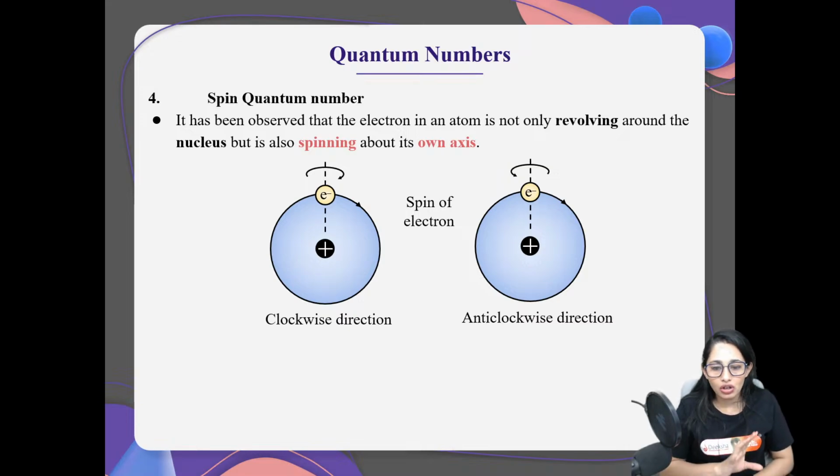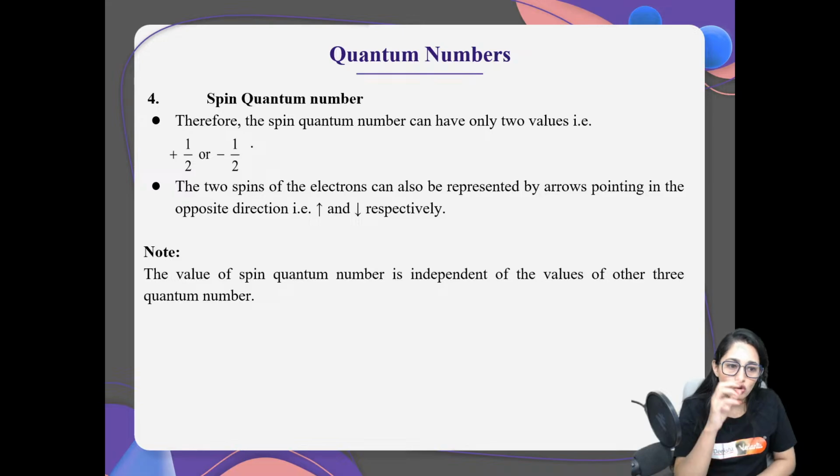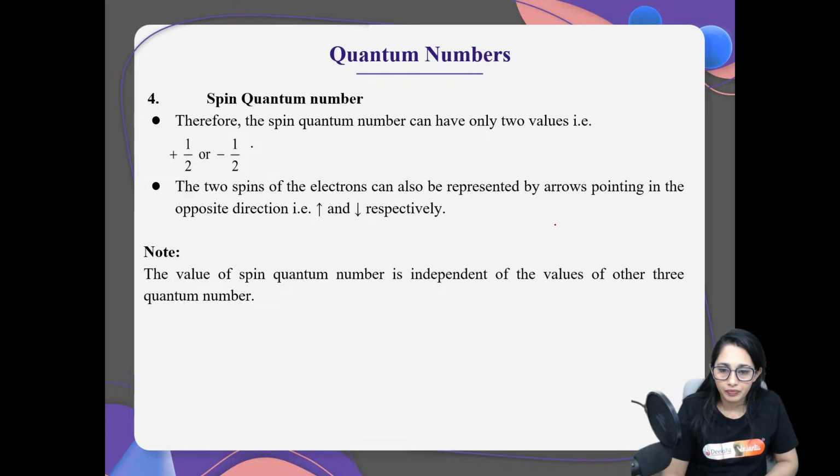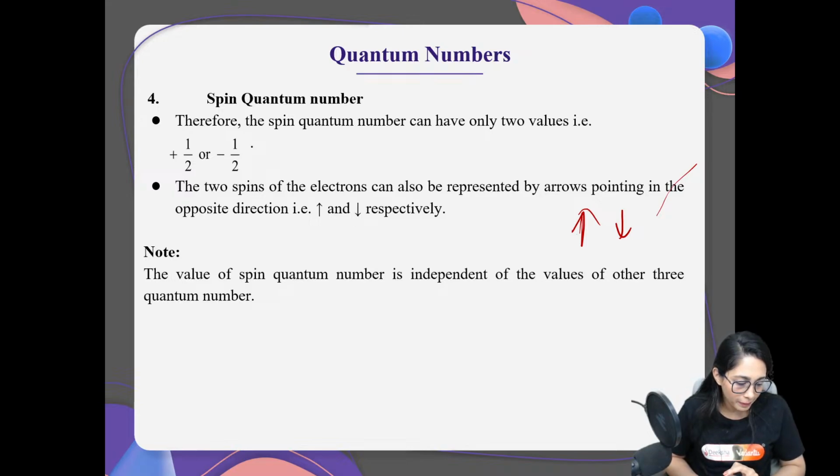Yeah, clockwise direction or anti-clockwise direction. So spin quantum number can have only two values, either plus half or minus half. The two spins of the electron can also be represented by arrows pointing in opposite directions, like this. So for anti-clockwise it is minus half, for clockwise it is plus half.